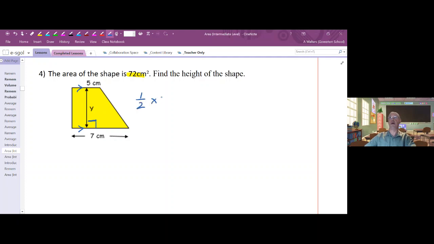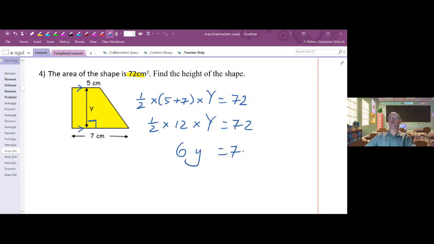A half times the parallel sides are 5 and 7, times the perpendicular height, which on this occasion is the letter Y, and the area is 72. Okay, work out the bracket first. A half times 12 times the letter Y is 72. Half of 12 is 6. We drop the letter X. There's no need for that. If you want to leave it in, please do so.